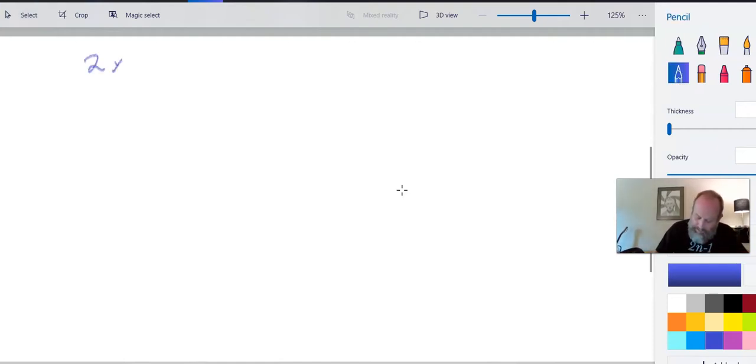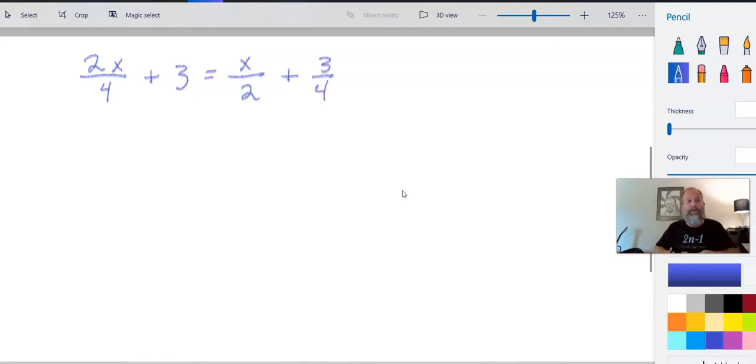So let's say I have 2x over 4 plus 3 equals x over 2 plus 3 fourths. Yeah, we'll do that one. I think that would be pretty good. So here's what I want you to do. I want you to go ahead and pause the video, take a stab at it on your own, see if you can walk through it, and then I'll work out a complete solution after this. Okay? So go ahead and pause here.